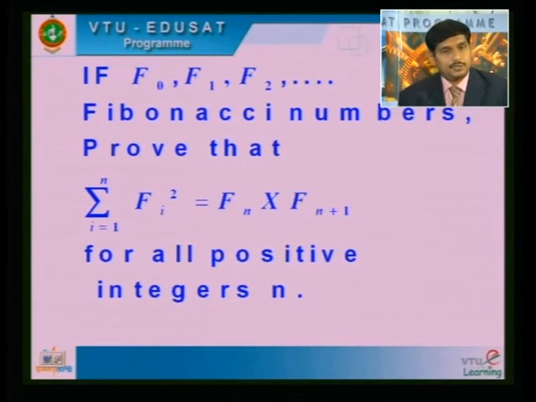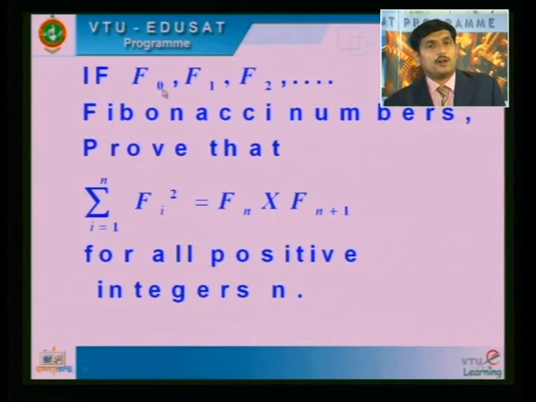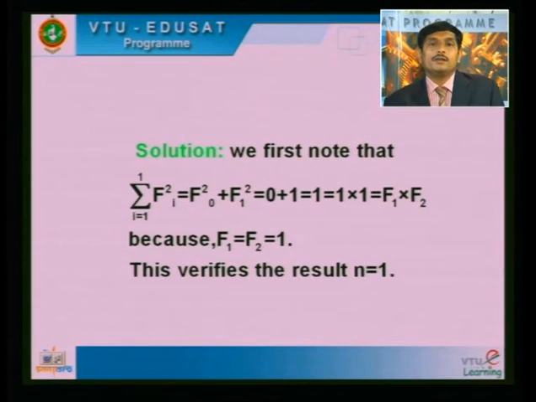In this video on Fibonacci numbers, we prove that if f0, f1, f2 are Fibonacci numbers, then the summation of fi squared, with i running from 1 to n, equals fn into f of n plus 1. That is, the nth term and the n plus 1th term multiplied, for all positive integers n.